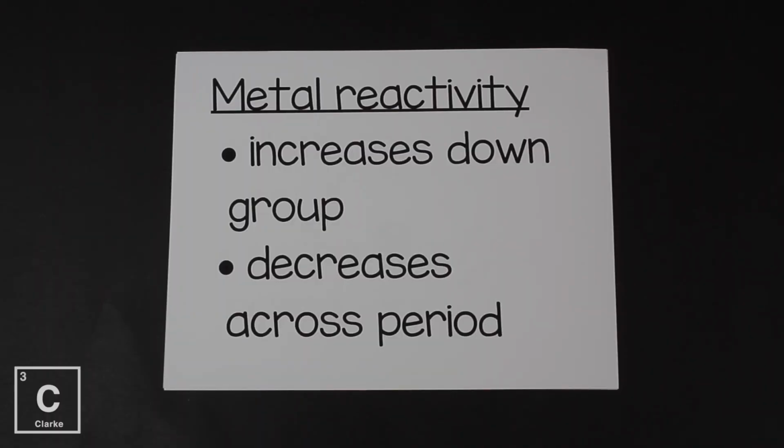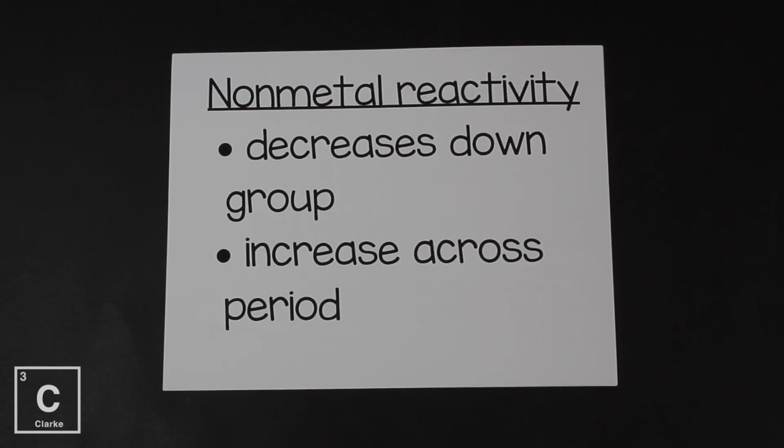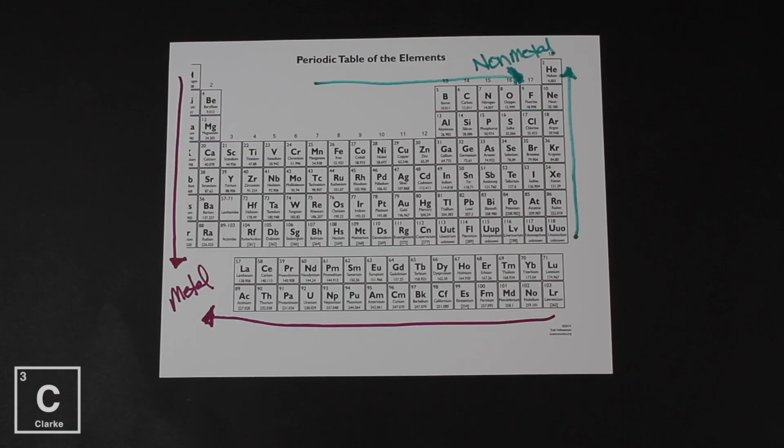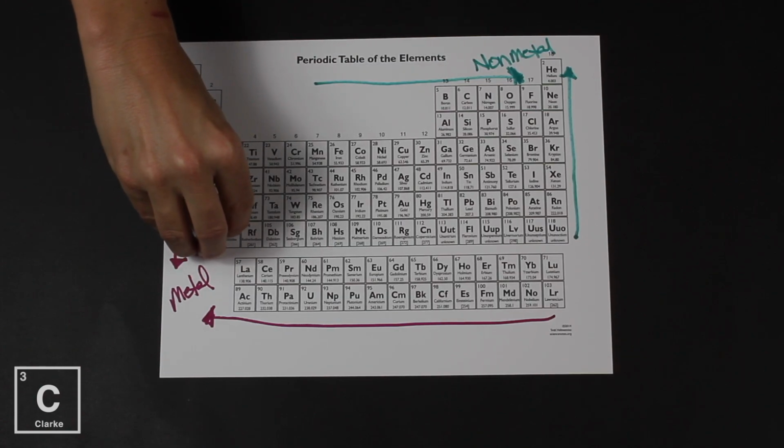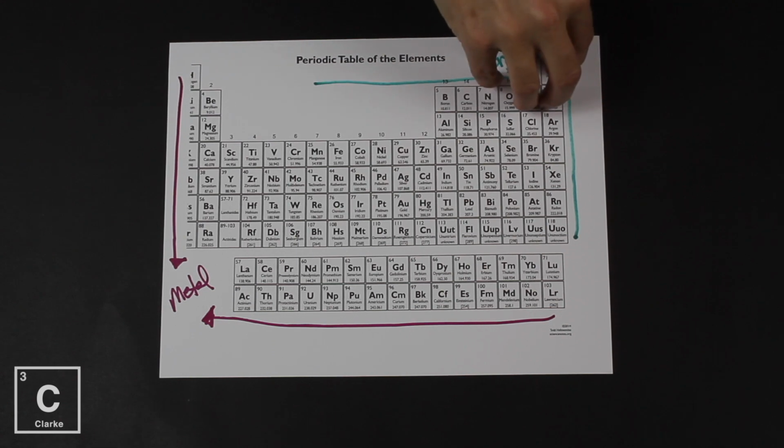So if we look at the metal reactivity trend, it's going to increase down the group and decrease across the period. And if we were to look at non-metal reactivity, it's going to decrease down the group and increase across the period. Exactly opposite, which is going to leave this area down here the most reactive metals, and up here the most reactive non-metals. Okay, so by now you should feel like a pro at atomic radius, ionization energy, electronegativity, and reactivity trends. And if you don't, rewind, watch it again.